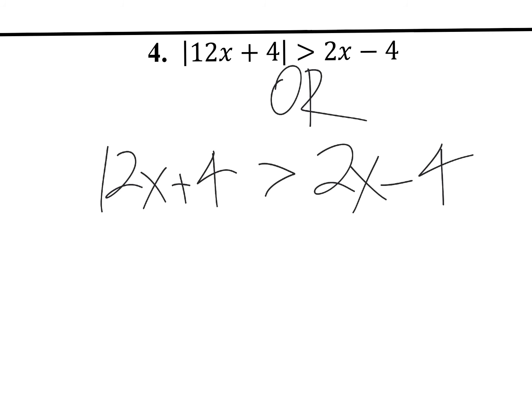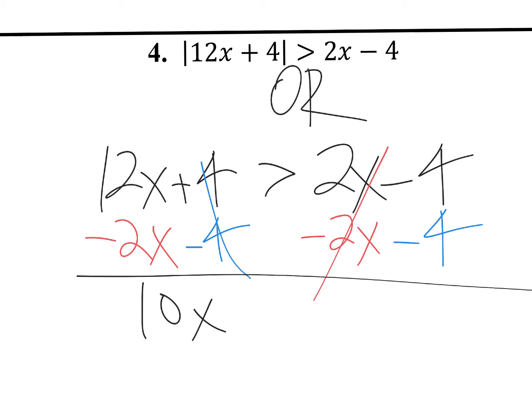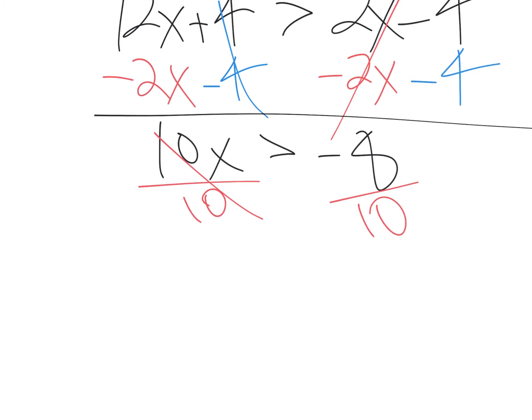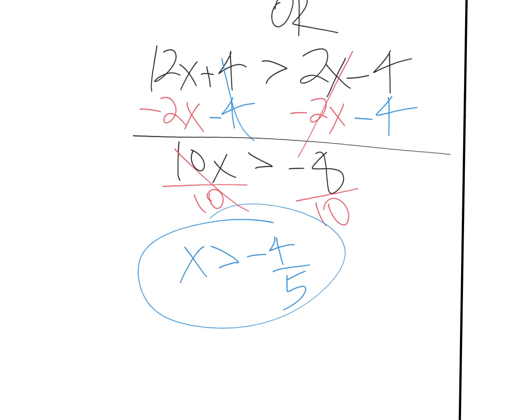And I can get my x's on one side by minusing 2x to the left, and then I can minus 4 to the right, and let's see here, that's going to give us 10x, 12x minus 2x is 10x, which is greater than negative 4 minus 4 is negative 8, and so I will divide both sides by 10, and that fraction will be able to simplify. Negative 8 over 10, they both cut in half to make negative 4 over 5, so I get x is greater than negative 4/5.